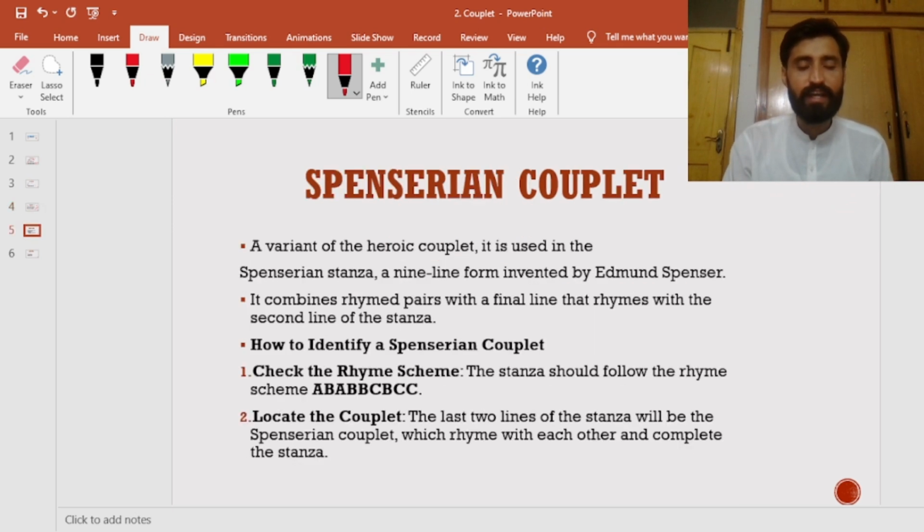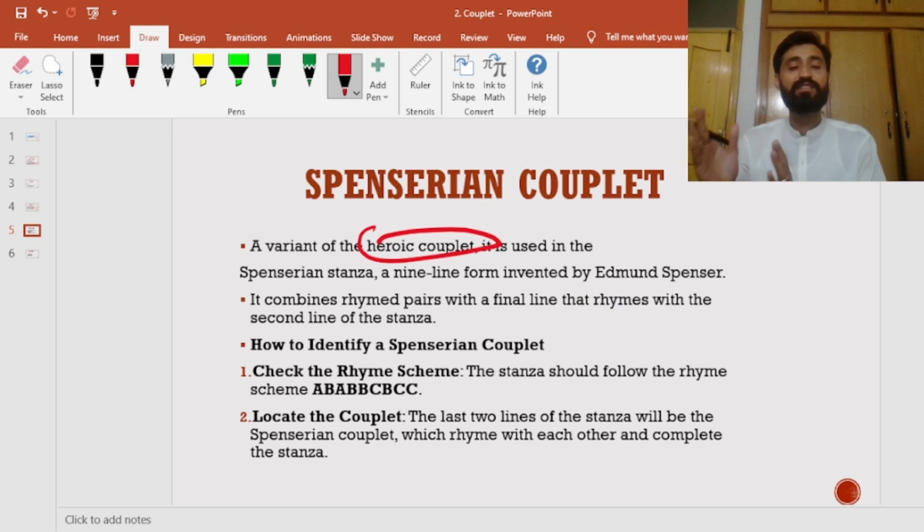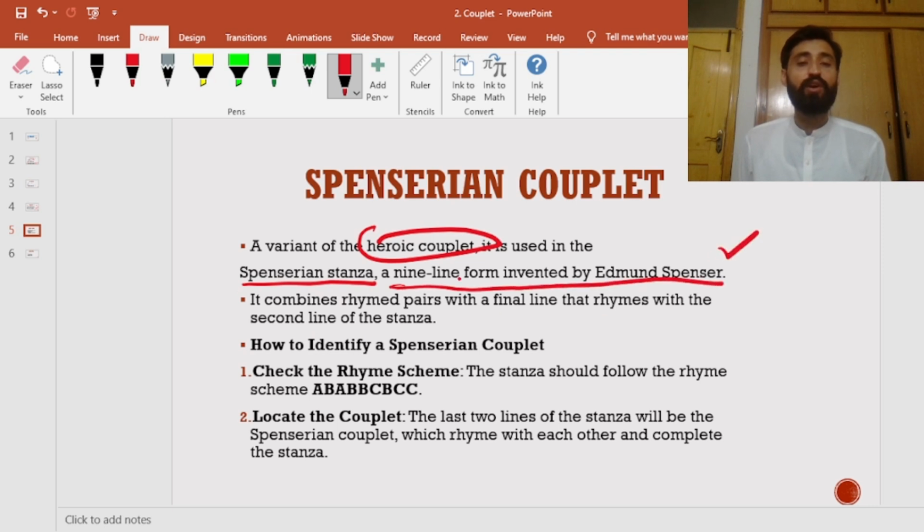Now let's move on to the next one, that is Spenserian couplet, a variant of the heroic couplet. Just as we studied that the heroic couplet is a type of closed couplet, now we will study that beyond the heroic couplet we have one more type, that is Spenserian, which is a variant of the heroic couplet. Now we know that the Spenserian stanza is a 9-line form invented by Edmund Spenser. It combines rhymed pairs with a final line that rhymes with the second line in the stanza.